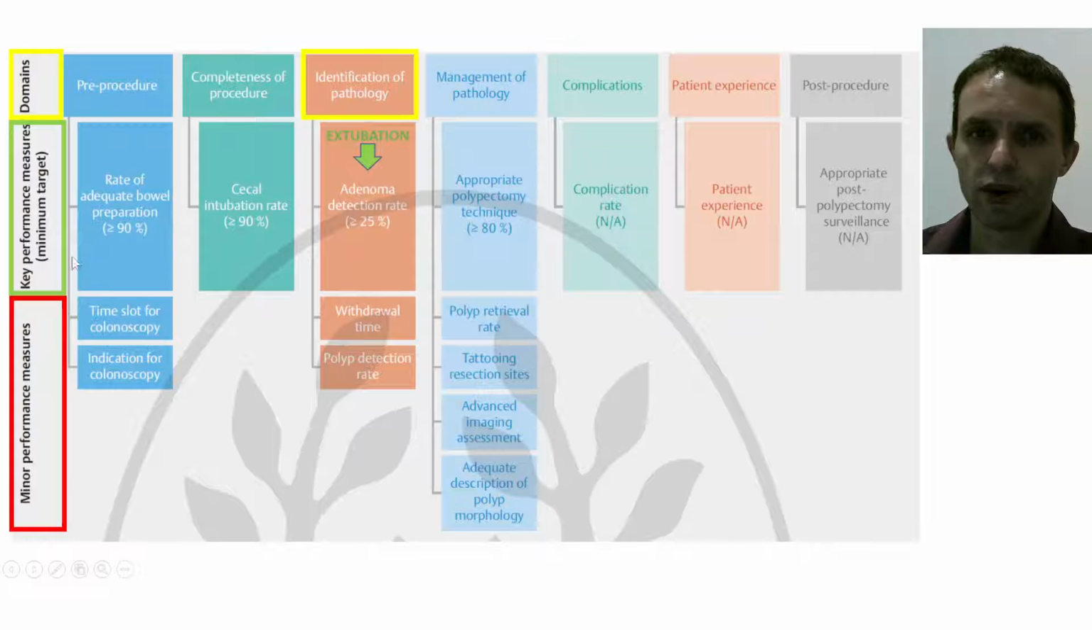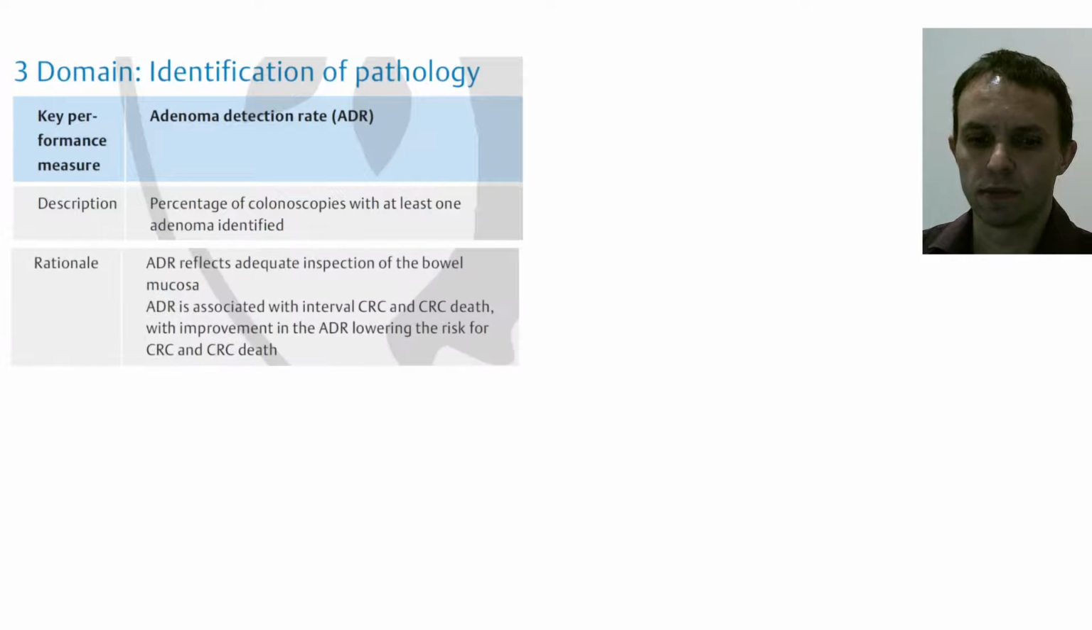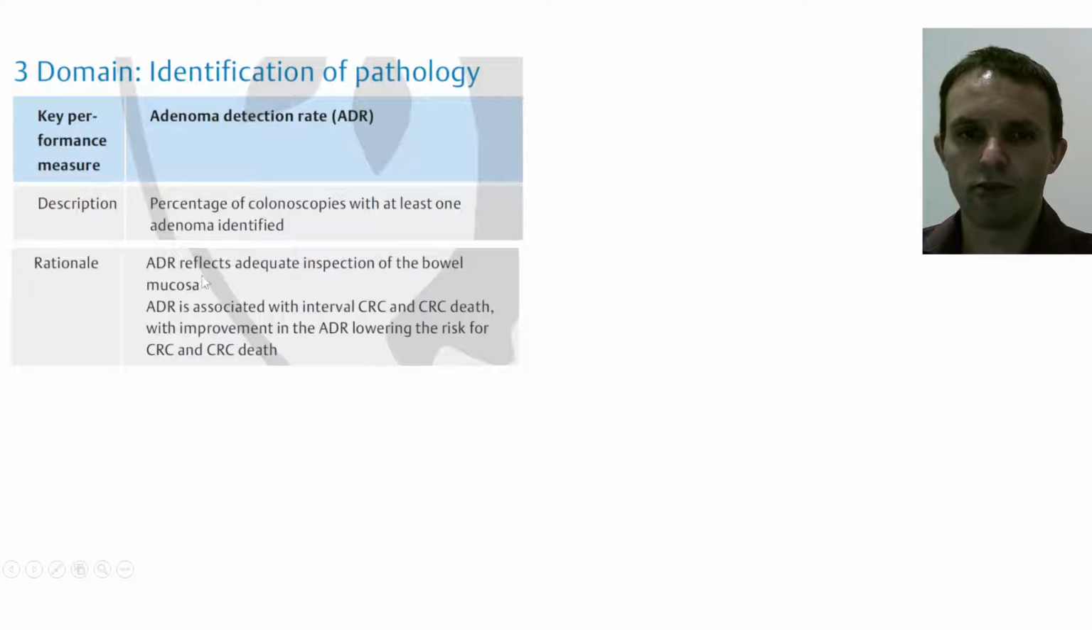Let's move to the third key performance measure, which is adenoma detection rate. Adenoma detection rate, ADR, is the percentage of colonoscopies with at least one adenoma identified. Adenoma detection rate reflects adequate inspection of the bowel mucosa. Adenoma detection rate is associated with interval colorectal cancer and colorectal cancer death, with improvement in the adenoma detection rate lowering the risk of CRC and CRC death.